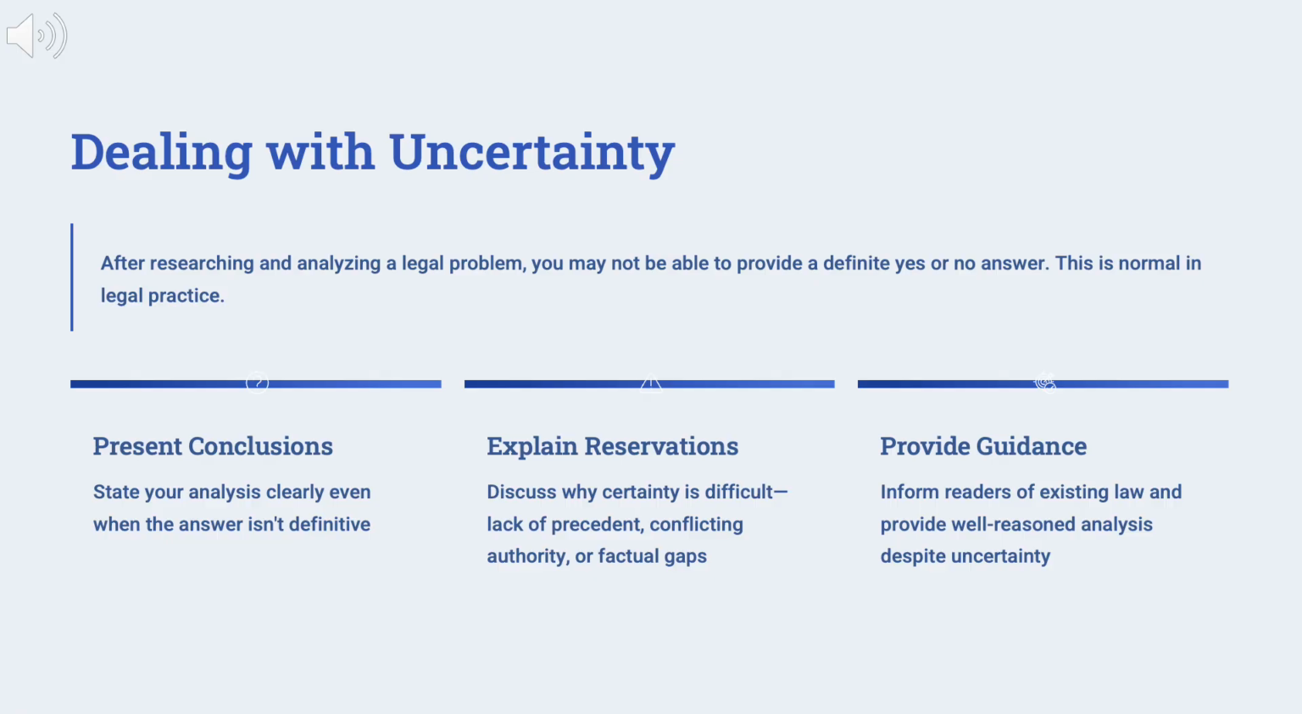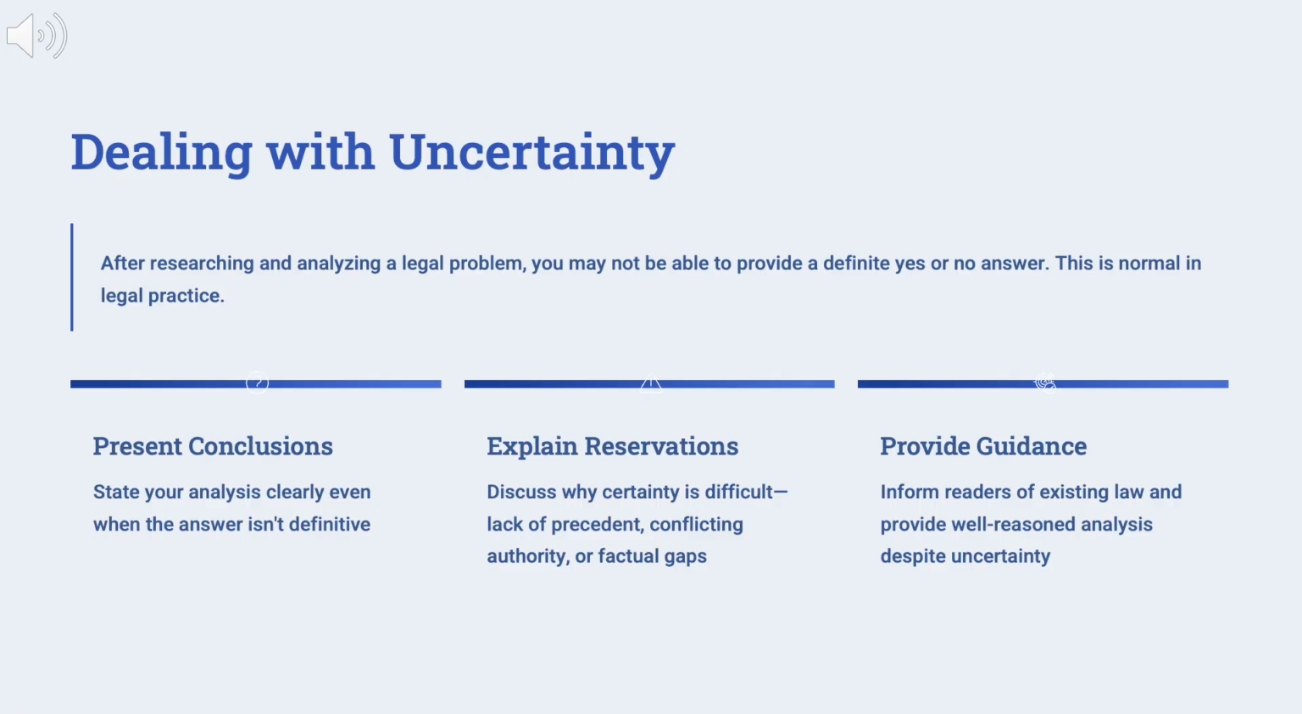The second is to explain the source of the uncertainty. Is it a lack of directly applicable precedent, conflicting authority within the jurisdiction, an unresolved ambiguity in the statutory text, or factual gaps that could determine the outcome either way? Identifying the specific source of uncertainty helps the attorney evaluate how much weight to give the analysis and what additional steps might reduce it. The third is to provide useful guidance despite the uncertainty.